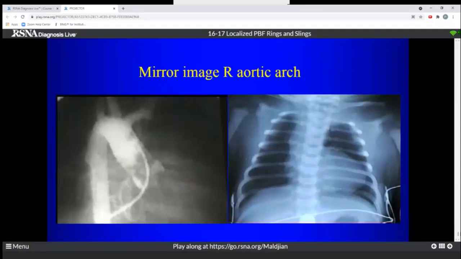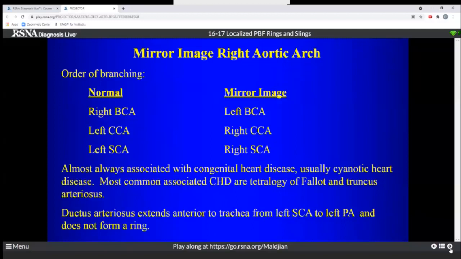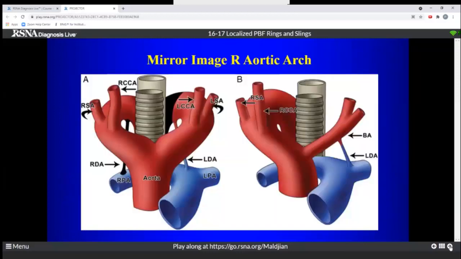Now we talked about the mirror image right arch, and you need to know that that is associated with congenital heart disease. So in mirror image branching, the branching pattern is simply the mirror image of the normal branching pattern, commonly, especially in children and infants, associated with cyanotic congenital heart disease, most commonly tetralogy of Fallot, but we've also discussed truncus arteriosus in these cases.